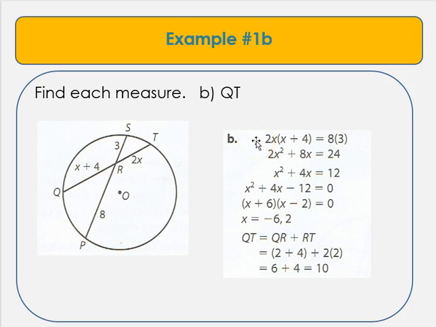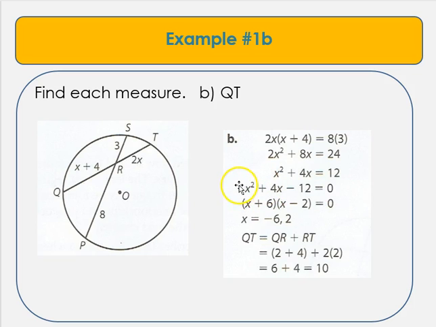So here it is in our equation. 2x times x plus 4 equals 8 times 3. 2x times x is 2x squared, and 2x times 4 is 8x, equals 24. If we divide both sides by 2, we end up with x squared plus 4x equals 12. Whenever you see this form, you should be able to recognize that this is a quadratic equation. So we take this whole equation and subtract the 12 from both sides, and set the equation to 0.